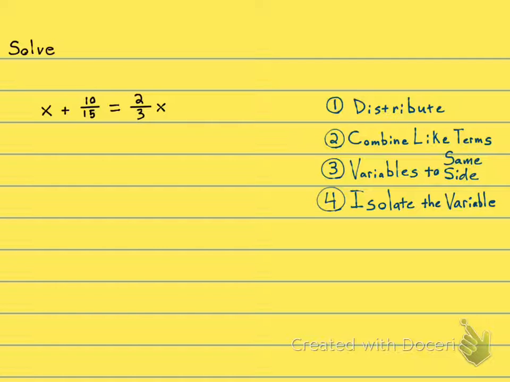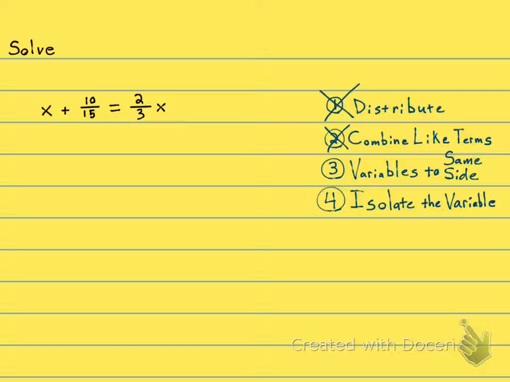So, can you distribute in this problem? No distributing. Can you combine like terms? Meaning, can I put these two things together? No, one of them has an x, one of them does not. So the third step is bring your variables to the same side.